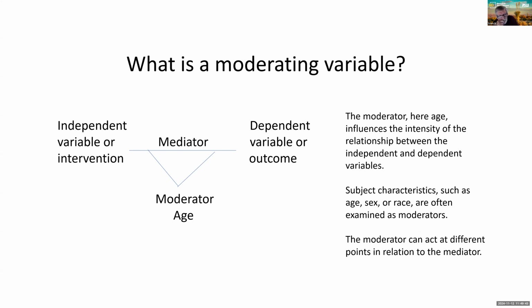What is a moderating variable? Well, we have our independent variable. We have our dependent variable. We've got the moderator. In this case, let's say the moderator is age. Now, a moderator simply influences the intensity or the degree of the relationship between the independent and the dependent variable. And so quite commonly, in the method section where you're describing your subjects, we often see age, sex, race treated as moderating variables.